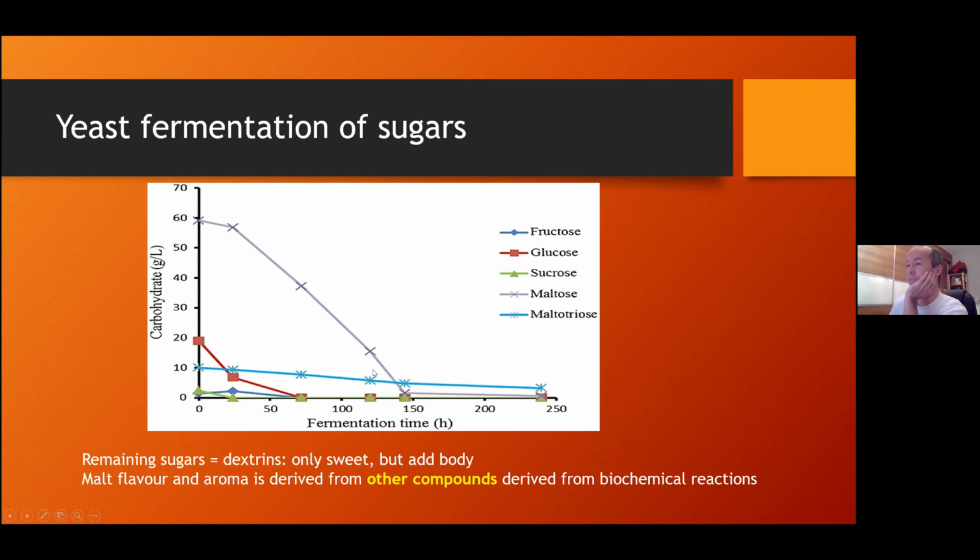Another important thing to remember is that the remaining sugars, the dextrins, are only sweet. They add body and sweetness, nothing else. What we call malt flavor is actually from other compounds, and that's what we're going to talk about later.